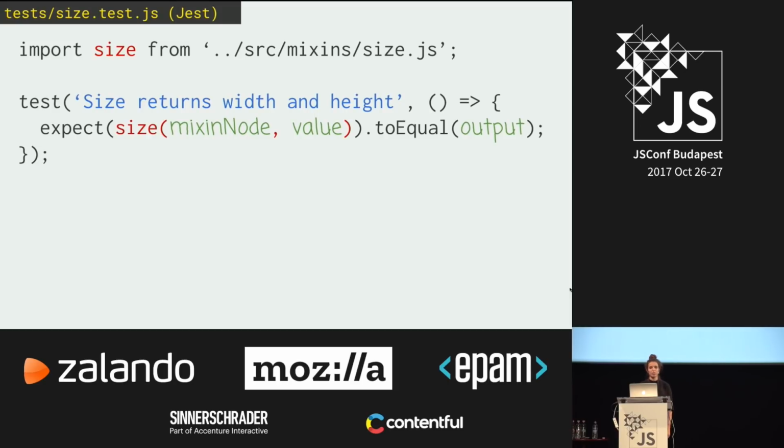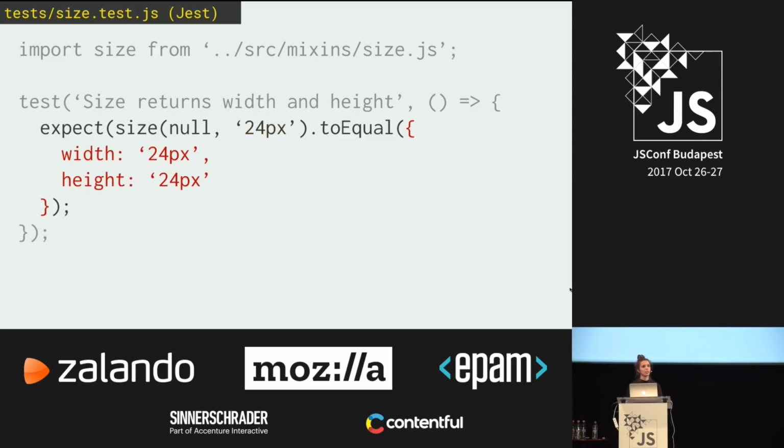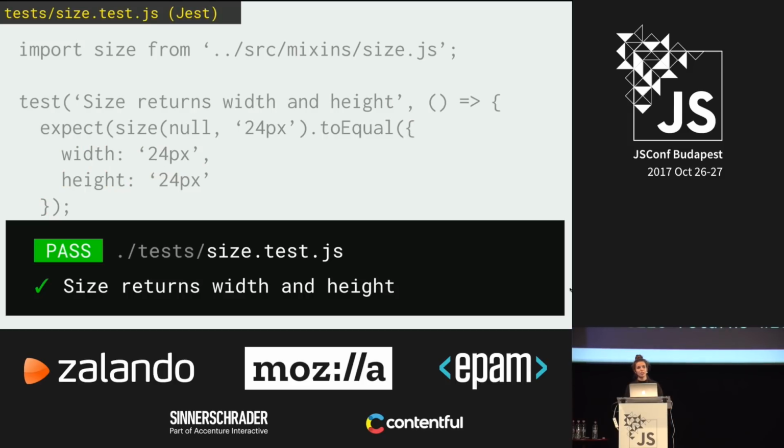You start by importing the size, then you have a test function. Here I'm using Jest. Jest is a test framework built by Facebook, but you can use whatever you want. Then in your test function, you give it a description: size returns a width and height. Then you expect the size that receives a mixin node and a value to equal an output. Remember the mixin node used by PostCSS that we don't need? Null. Then you pass a value, 24 pixels. And then you just need to write the expected output, an object with a width and a height of 24 pixels. After that, you just need to run the test, see a green check mark, and be happy.